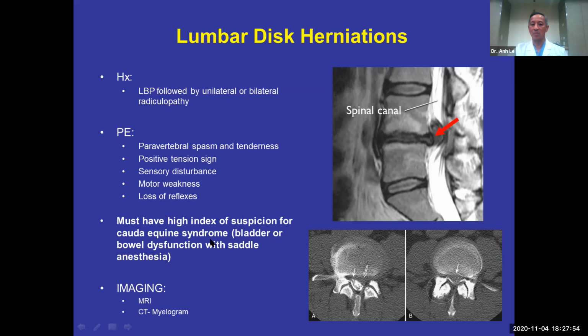So if they have bladder or bowel dysfunction with saddle anesthesia, you need to send them to the emergency department to immediately, or urgently, get an MRI. And we need to be contacted because they would require surgical intervention.